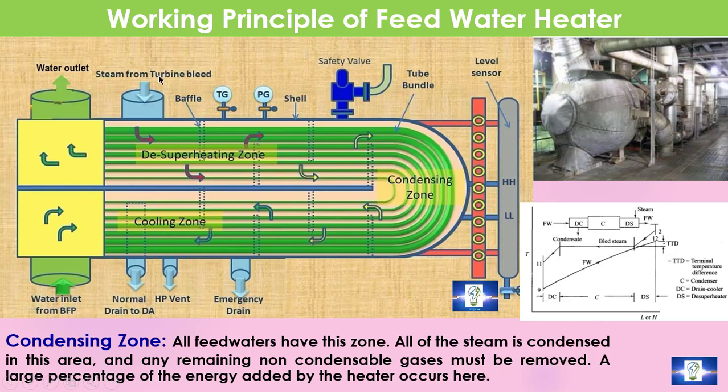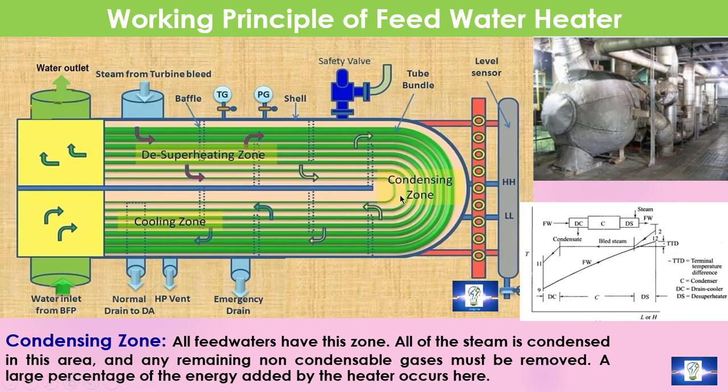Extracted steam from the turbine enters the shell side, and after transferring its heat, the condensed water goes through the normal drain to the deaerator, and through the emergency drain. This heater has three zones: desuperheating zone, condensing zone and cooling zone. The baffle plates are installed to restrict the direction of the extracted steam so that maximum heat can be transferred.